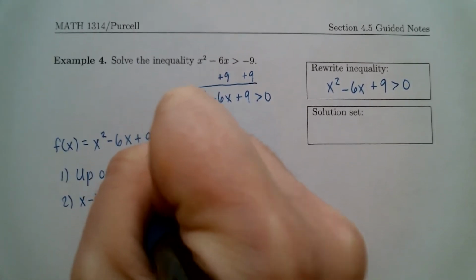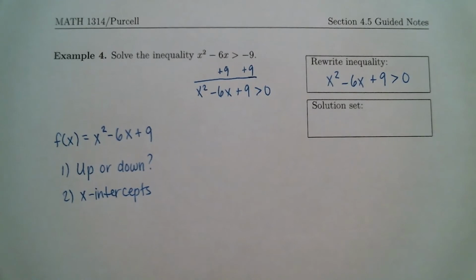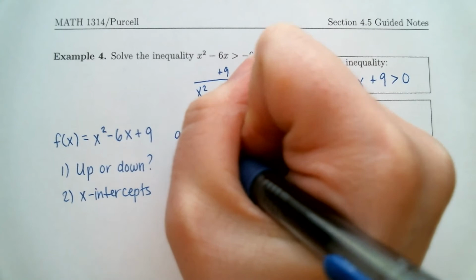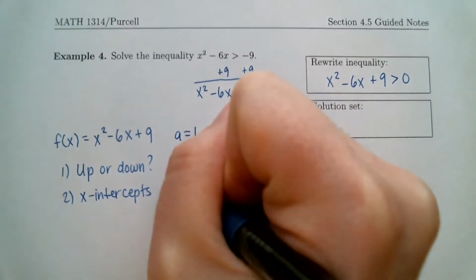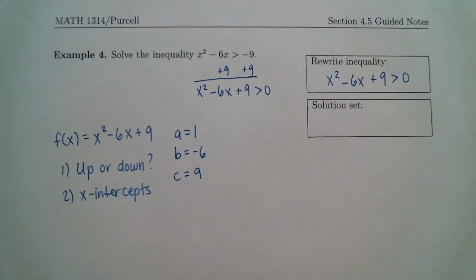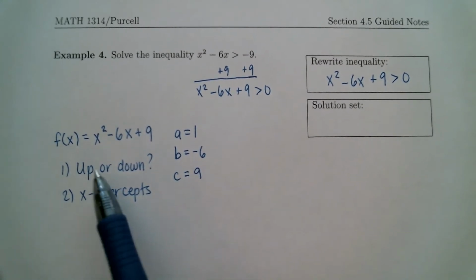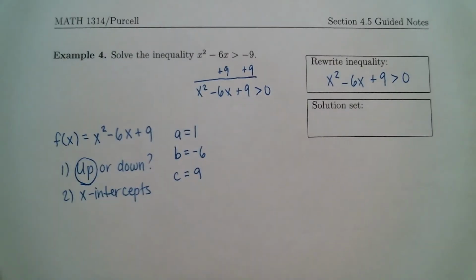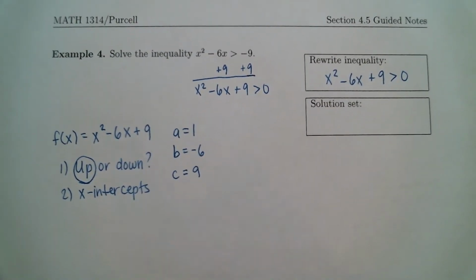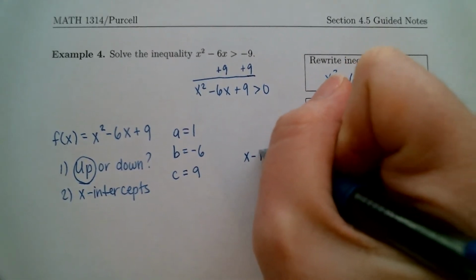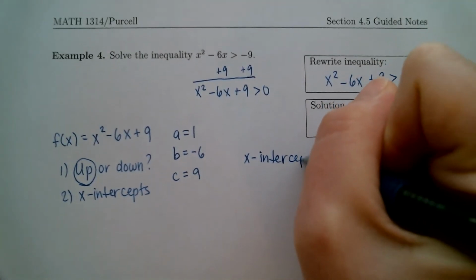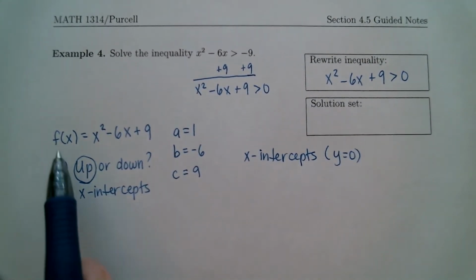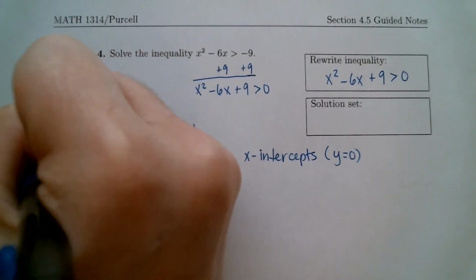Looking at our quadratic here, a is 1, b is negative 6, c is positive 9. The number in front of x squared is positive, so this guy's going to open up. Now we need to find the x-intercepts. For the x-intercepts, we need to set the y value equal to 0. Remember, the f of x, that's our y.